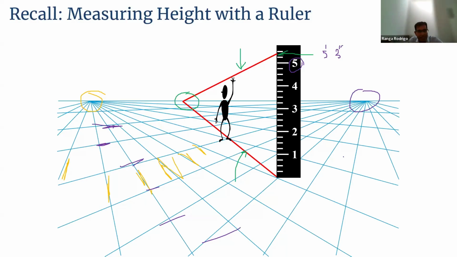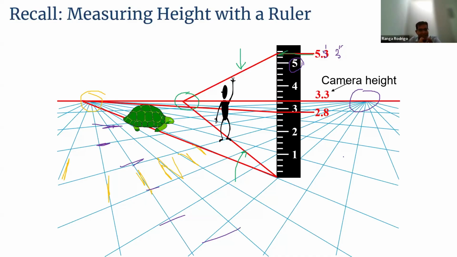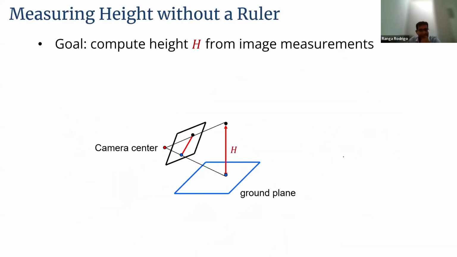So this is measuring with a ruler. There is a ruler in the scene. So this is one way of measuring. But the other way of measuring, the height of the turtle you can also get as 2 feet. Camera, this is the camera height. Camera is at that height.